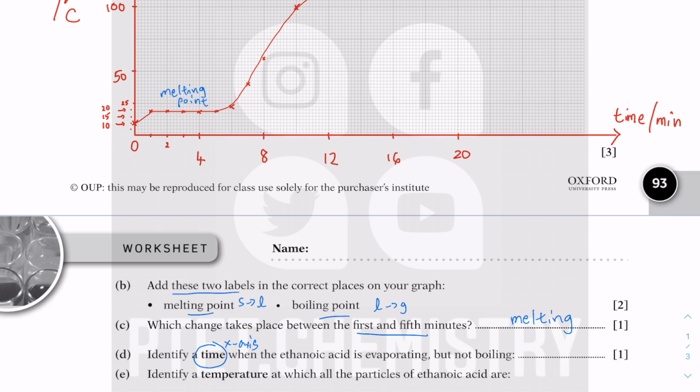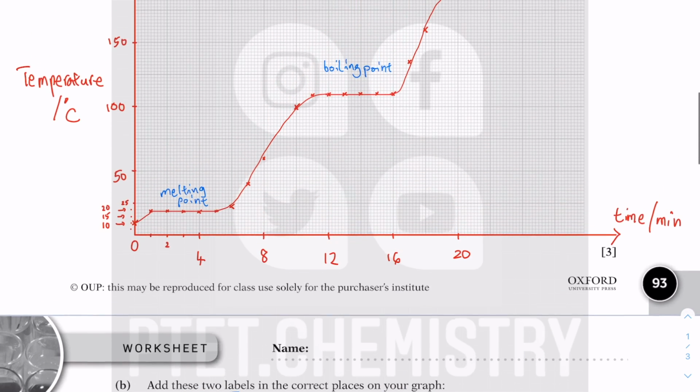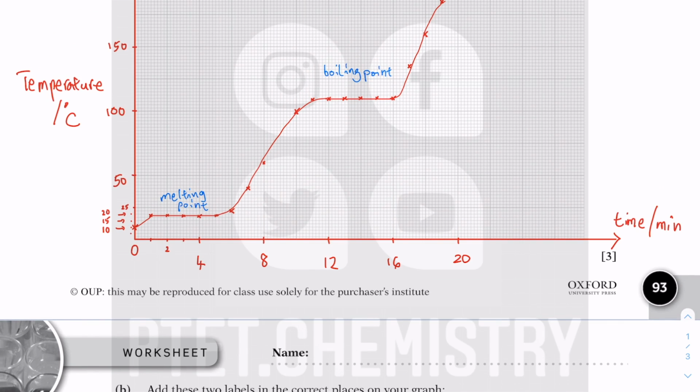Identify a time, meaning this is the x-axis, because if you read the graph, the y-axis is temperature. All right, evaporating but not boiling. At this point it is boiling because the liquid is going to gas. At this point the solid is going to liquid. Between here and here it is still a liquid, and evaporation can take place at any temperature below the boiling point. The liquid that have enough energy can become a gas. That's called evaporation when the temperature is below the boiling point, meaning before you reach the boiling point you can already evaporate off. So give a time, so I would say somewhere in between, so maybe like 9, 8 is also fine, 10 is also fine.